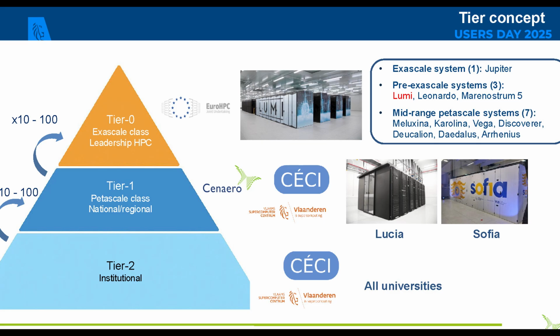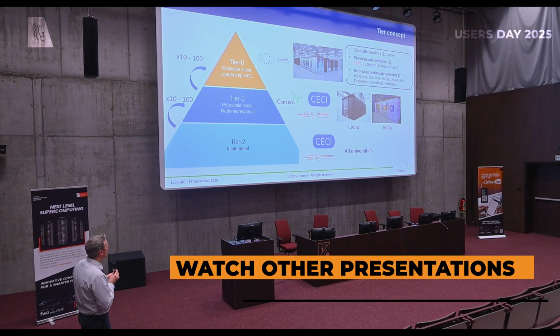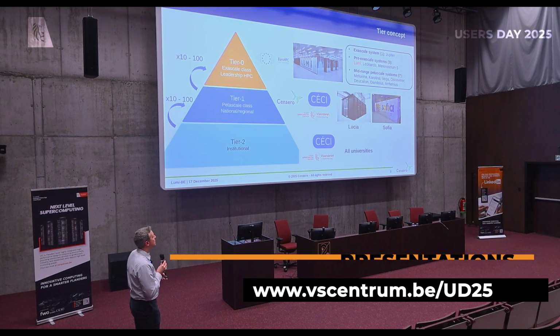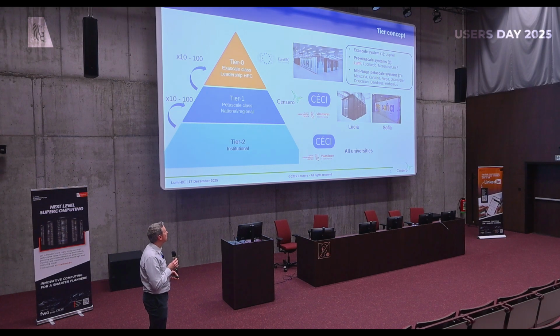And there have already been some slides earlier today that showed these supercomputers. At a second level, at the tier 1 level, which include basically Lucia and soon Sophia for the VSC, you have petascale class systems that are managed at the national or regional level, I should say here, and are usually 10 to 100 times smaller than the tier 0. And then at the lower level, you have the tier 2 supercomputer, and basically almost all universities in Belgium have such a system for the user.